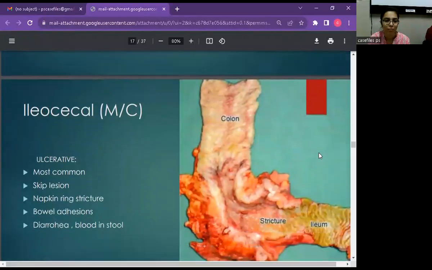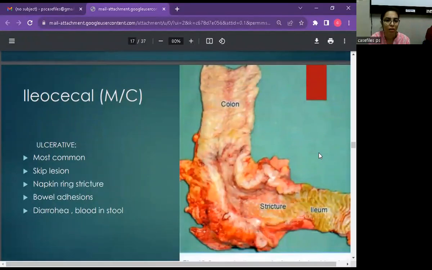Then first is ileocecal, which is the most common abdominal tuberculosis. In this, the ulcerative part is most common, and presents as lesions or napkin ring strictures and bowel adhesions. The patient presents mostly with diarrhea or blood in stools.